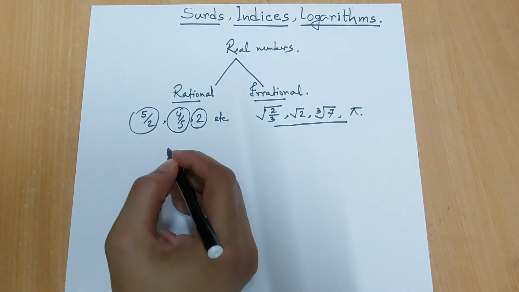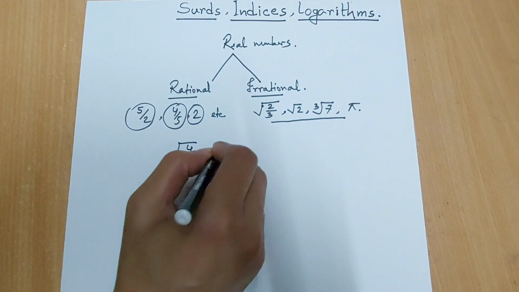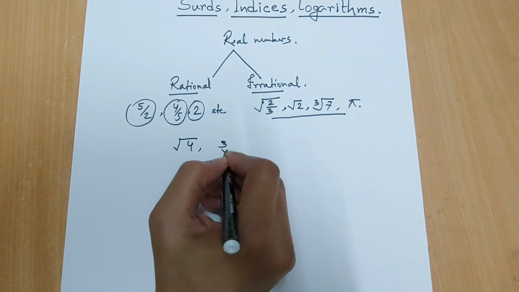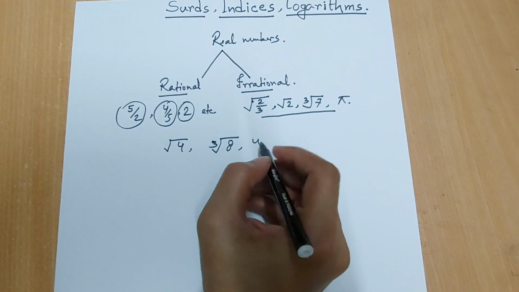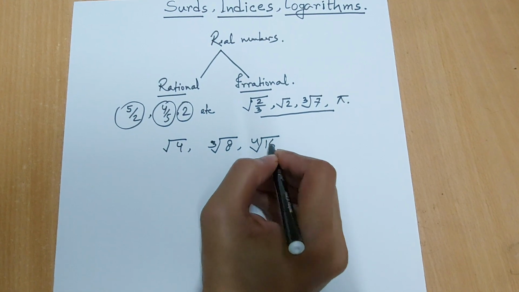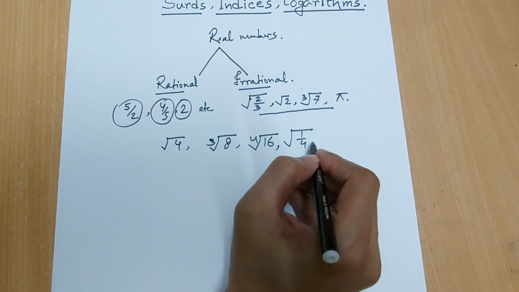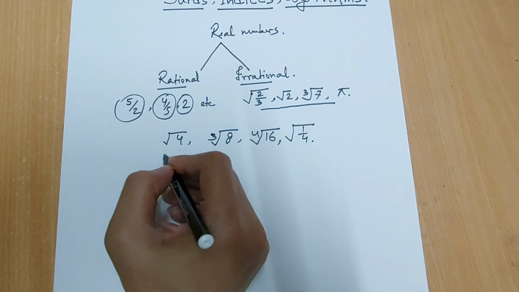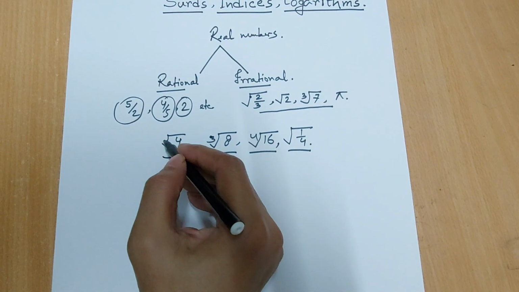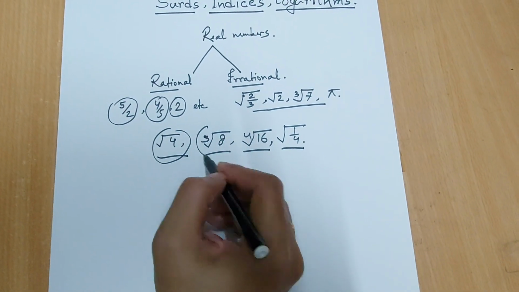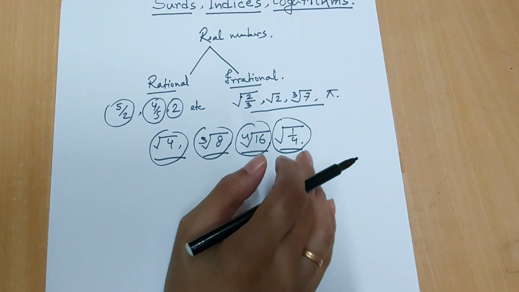And at this stage, I should say root 4, 3 root of 8, or 4 root of 16, or root over 1 by 4. These terms are not surds, even though they have the root sign, because we can find the value of them easily.